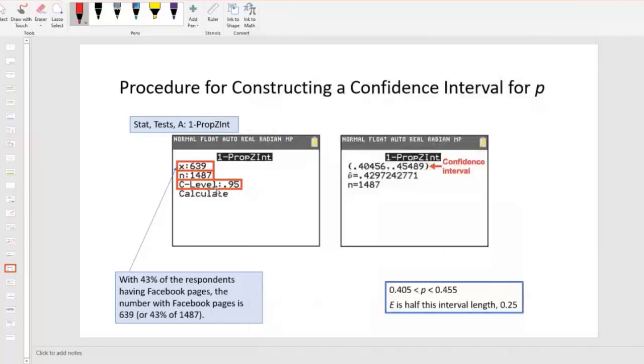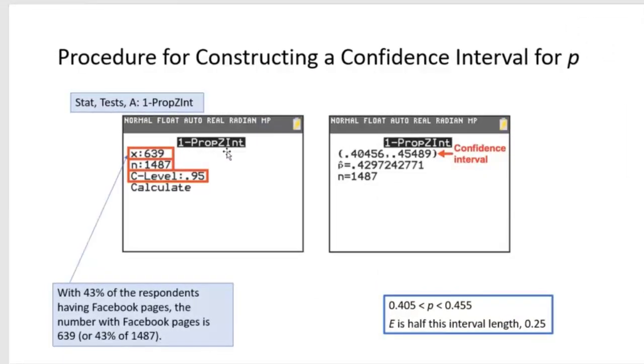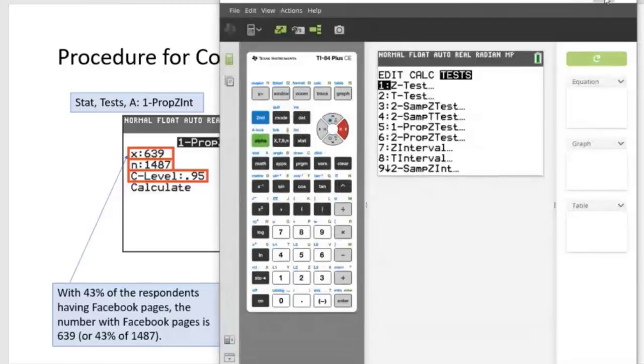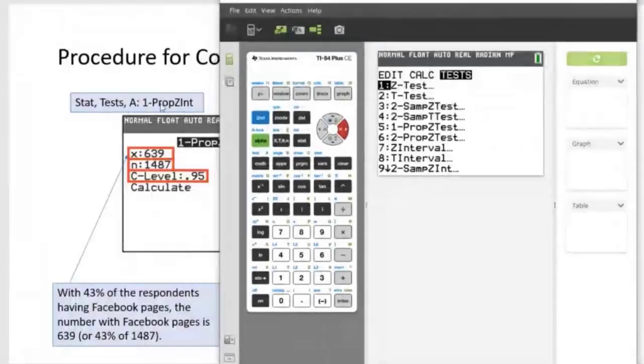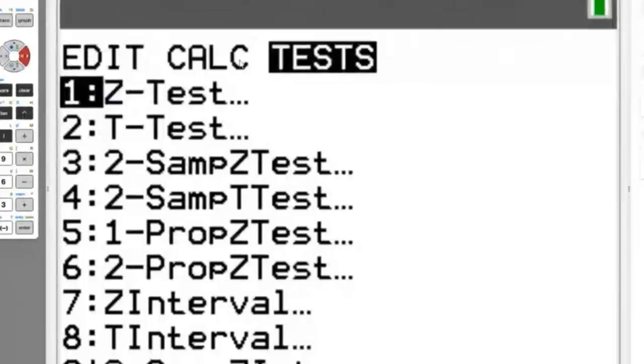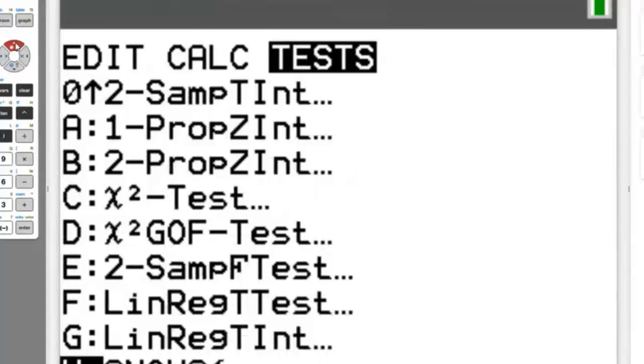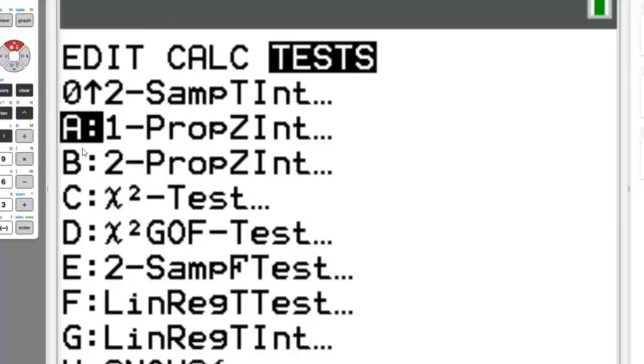Let me minimize this for a minute then. What I did when I went to that one prop Z interval, I chose interval, even though it's underneath a test. Don't get confused. There are several things listed underneath this option, and I know that there's lots of tests, and I even see here this one prop Z test, but notice that is not what we picked. This is the one prop Z interval because I'm trying to find an interval. So it's not here on my very first screen. You can either scroll up or down to get to it, but it's going to be here.